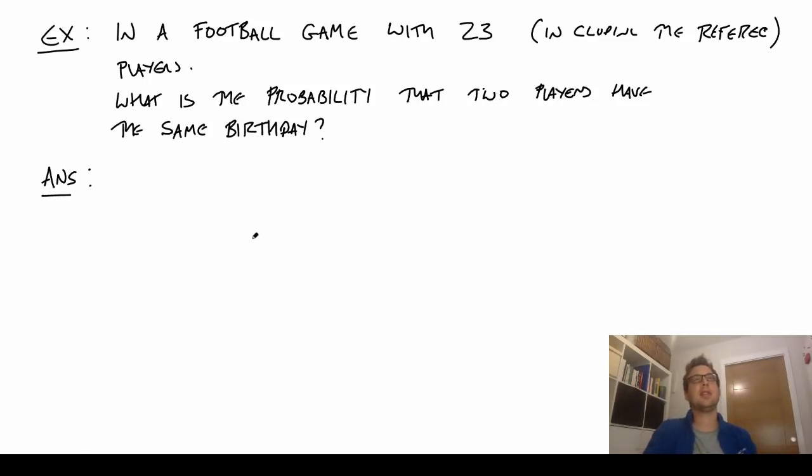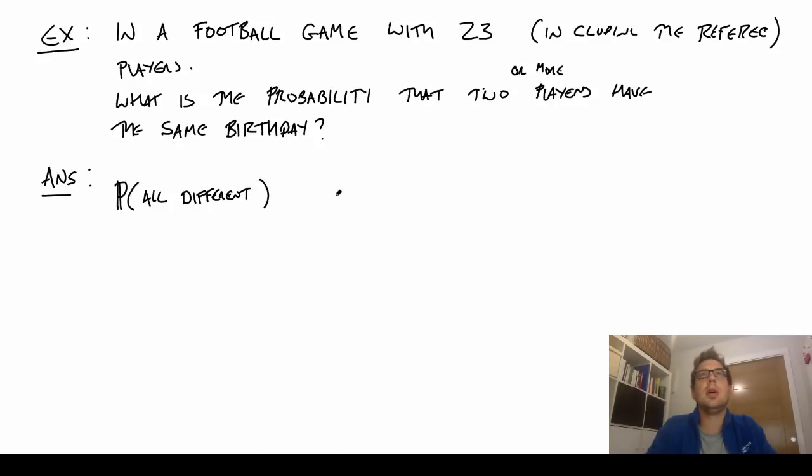So I'm going to answer this question by asking, what is the probability that two players don't have the same birthday? So they all got different birthdays. When I say two, I mean two or more. So they've either all got different birthdays, or two or more players have the same birthday.